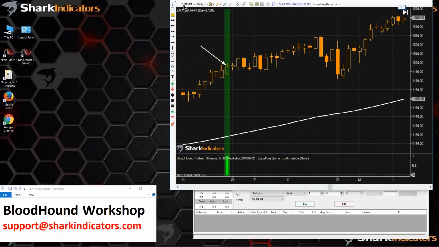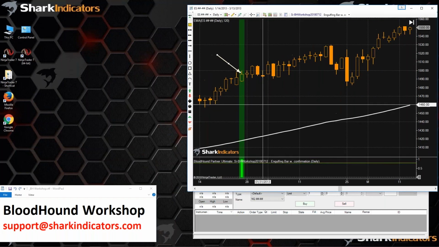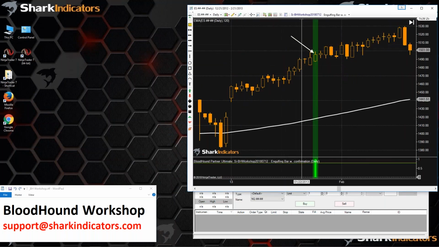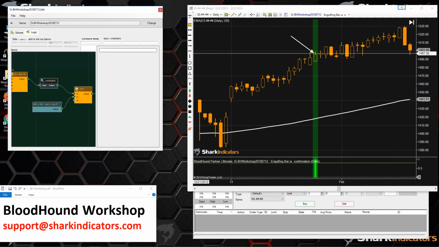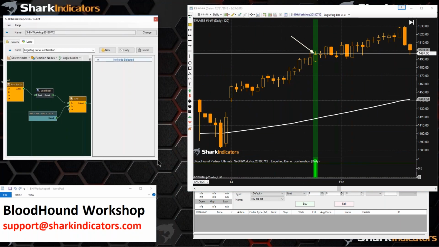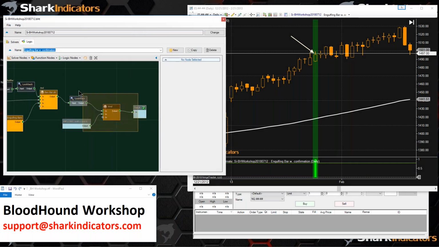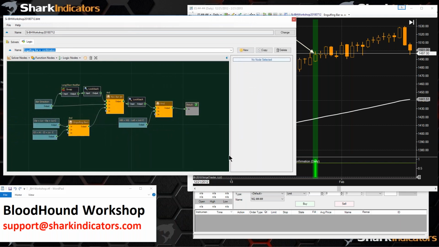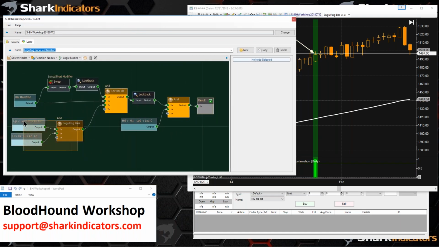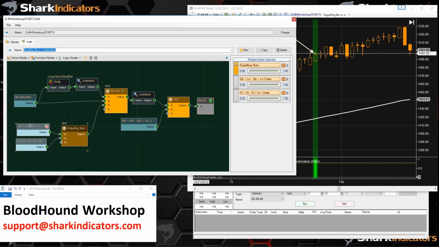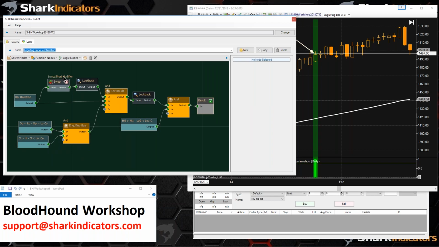Okay, so I think our logic looks sound. Yeah, I think our logic here works great. It's working out just fine. So let's open this up, so you guys can take a look at the logic. Yep. So over here we have the engulfing bar logic. And I'm not even sure we need the bar direction logic here.